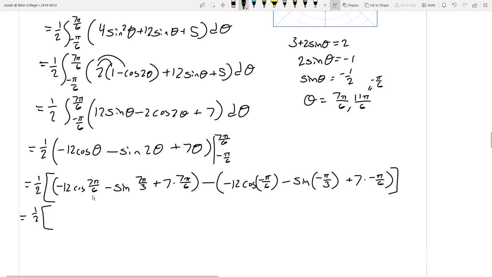Right, again, the cosine of pi over 6 does not necessarily play very nice. We are going to get a negative, so negative 12 times, let's see, root 3 over 2, and 7 pi over 6, we get a negative. Minus, the sine of negative pi over 3 doesn't necessarily play nice either, so we get root 3 over 2 also. It should be positive, but we have a negative sign up front. Then plus 49 pi over 6.